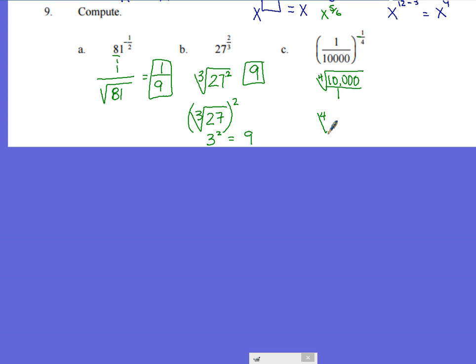So the 4th root of 10,000. 10,000 has a 1 with 4 zeros. So I know that's 10 to the 4th power, and the 4th root and the 4th power undo each other, and I just get 10. All right.